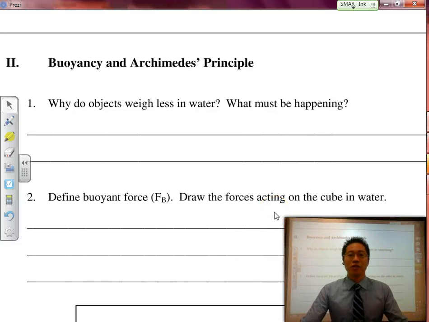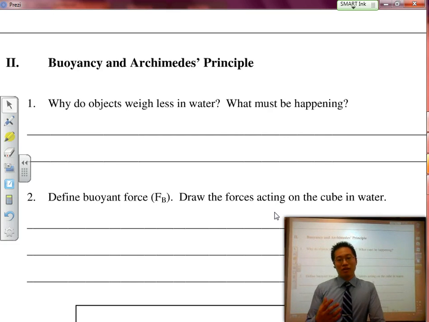Hi, ladies and gentlemen. In the previous lesson, we started talking about fluid pressure, and how it basically envelops any sort of object that's within it, whether inside a liquid or inside the air itself. Today, we're going to be talking about buoyancy and Archimedes' principle.